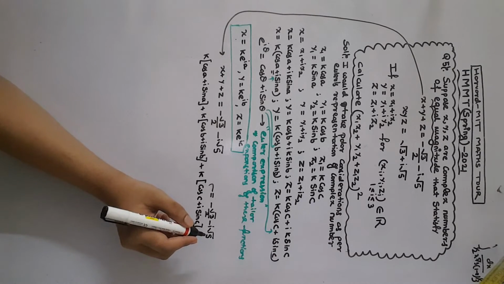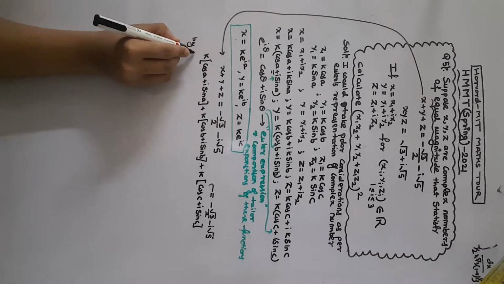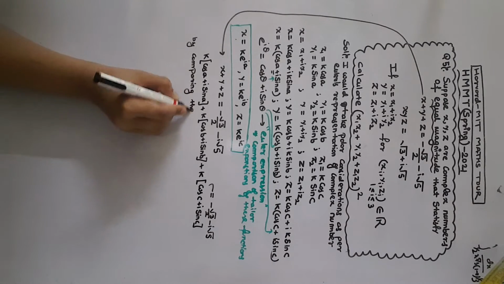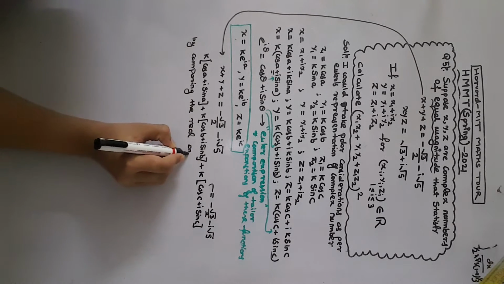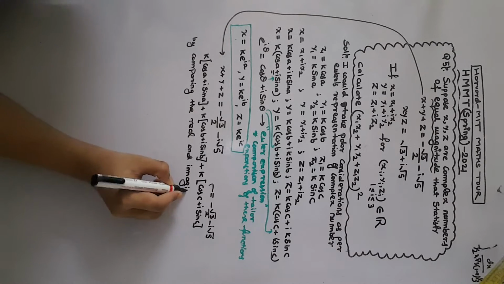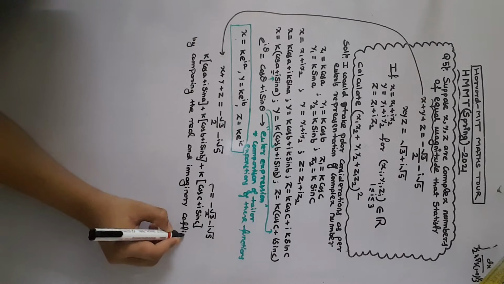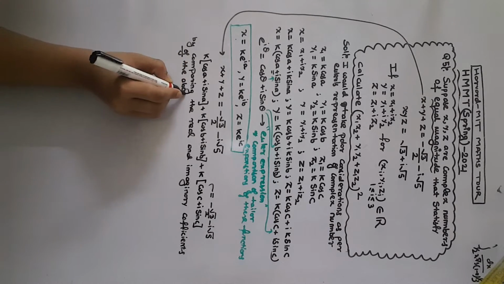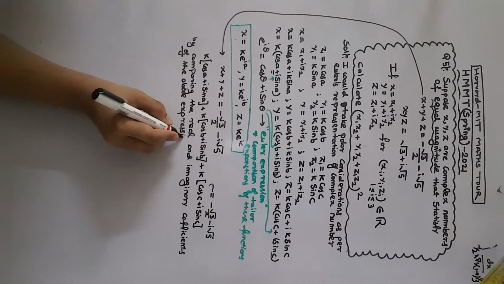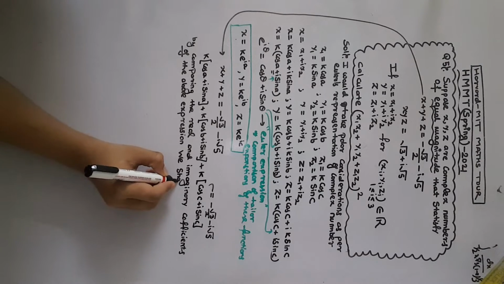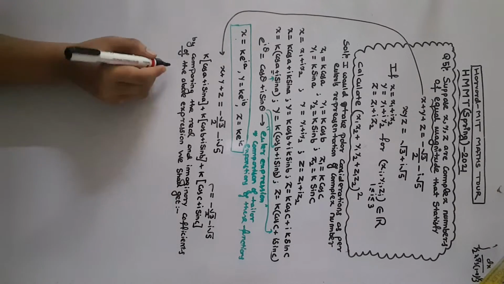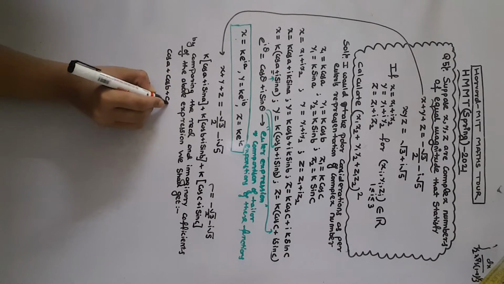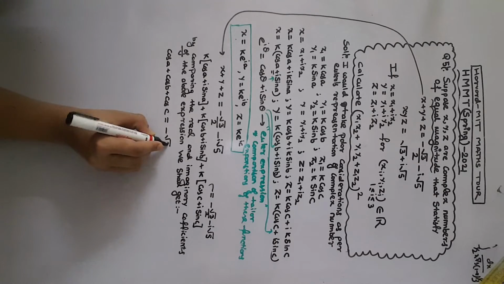By comparing the real and imaginary coefficients of the above expression, we shall get that cos A plus cos B plus cos C is equal to negative root 3 divided by 2k.